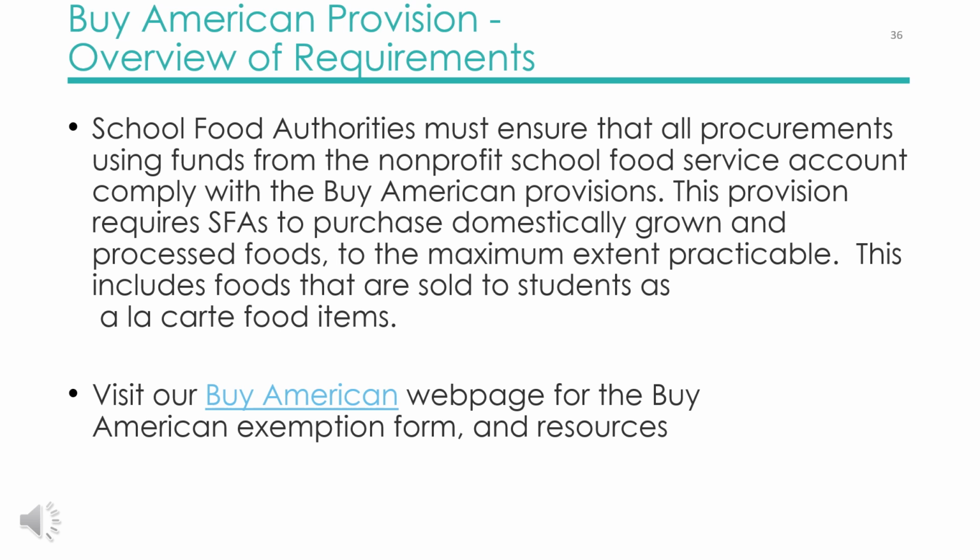While rare, two situations may warrant a waiver to permit purchases of foreign food products, and those include: one, if the product is not produced or manufactured in the U.S. in sufficient and reasonably available quantities that are of satisfactory quality, and two, the competitive bids reveal the cost of a U.S. product is significantly higher than the foreign product. If you have questions about these two situations, please feel free to reach out to one of our program specialists for guidance. You can also visit our Buy American webpage for the Buy American exemption form and additional resources.